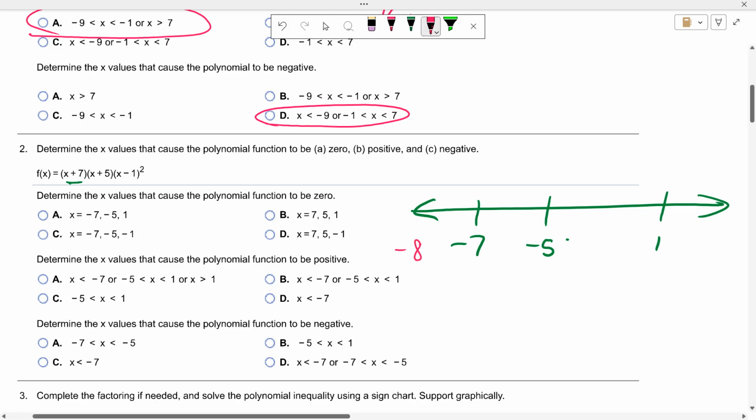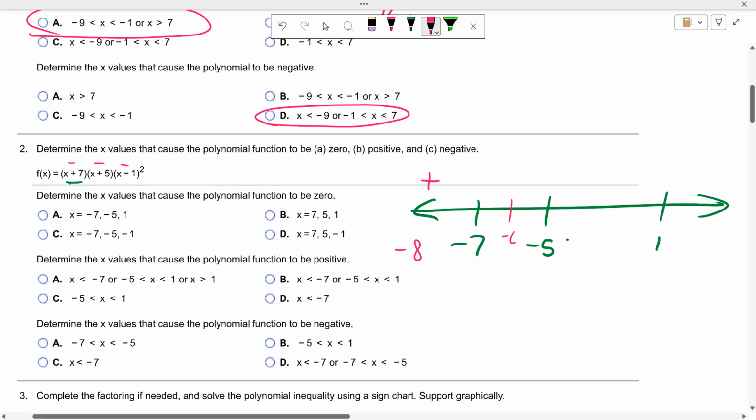-8. So if we put a -8 in here, it makes this negative, and this negative. A negative times a negative is a positive. A negative squared is a positive. So we get a positive over here. Okay? Because we got a negative times a negative times a negative squared. So a positive times a positive is a positive.